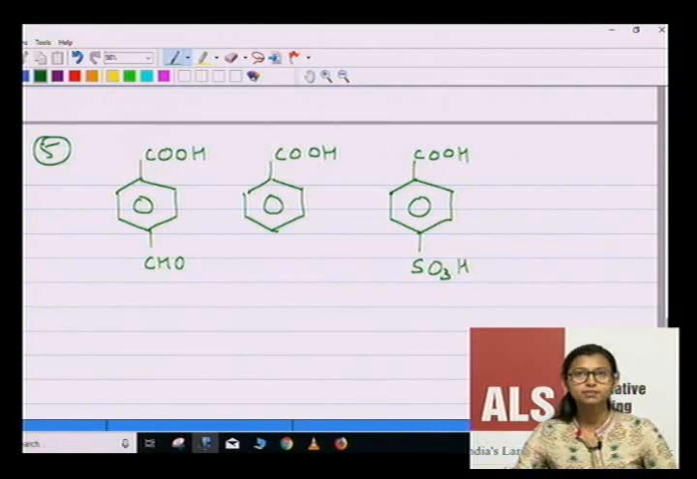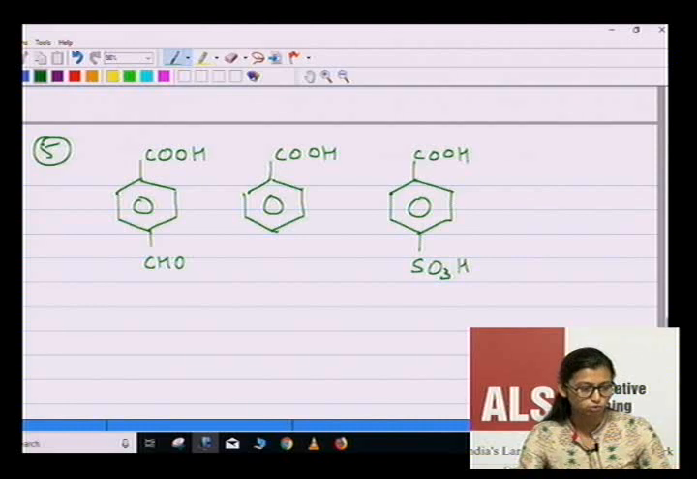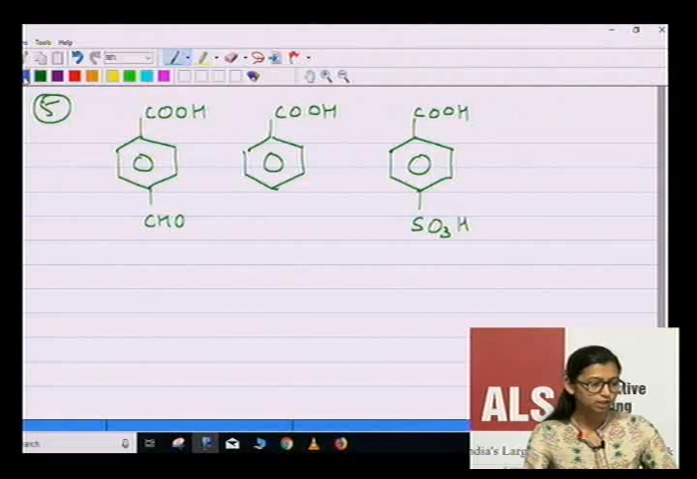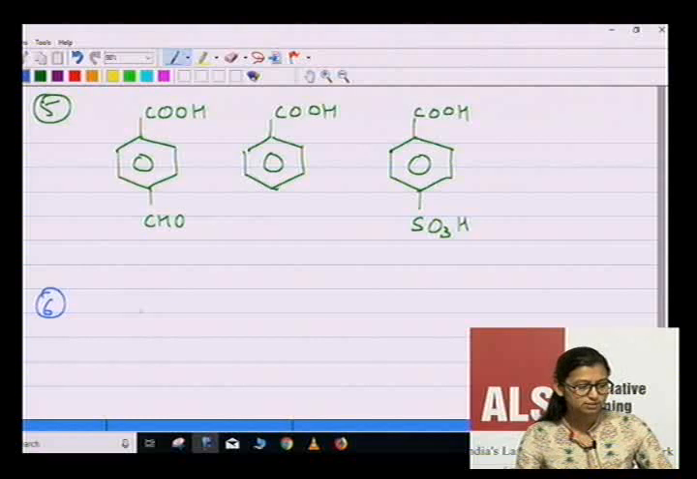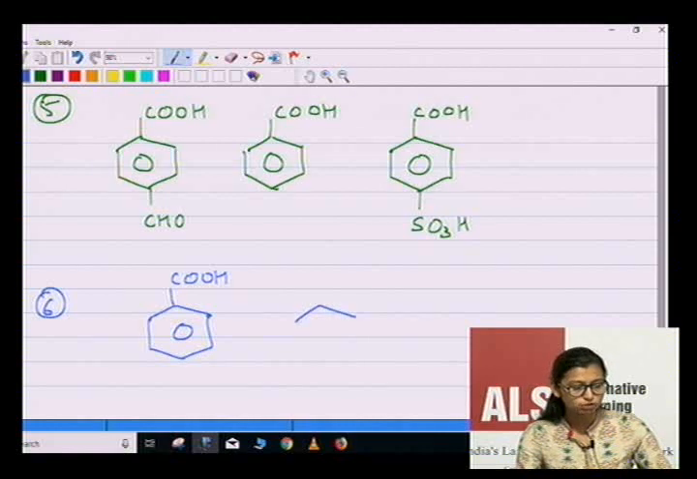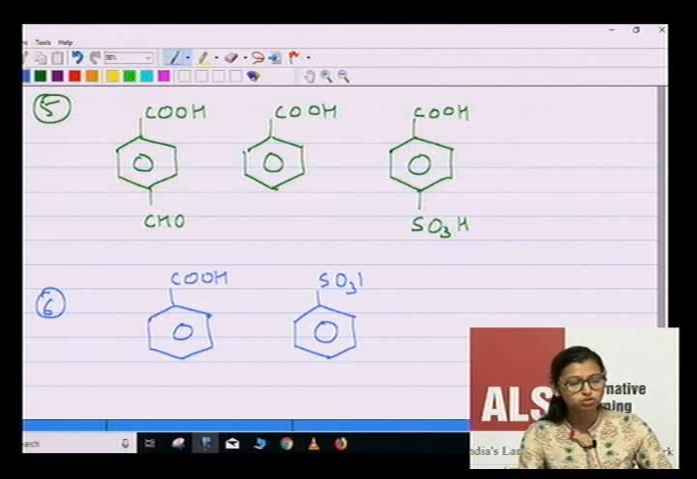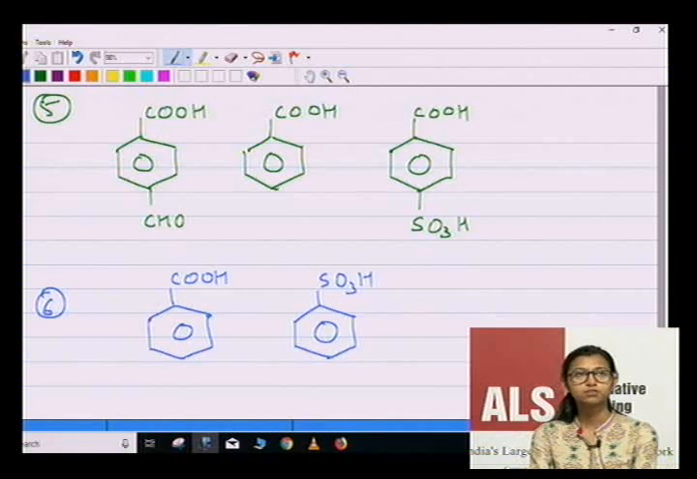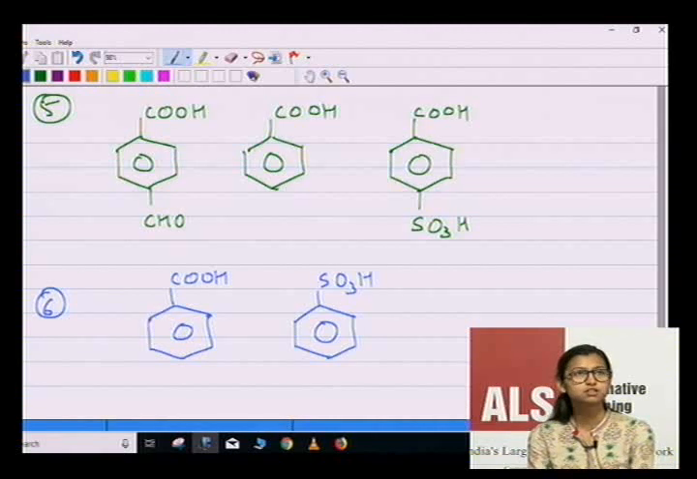Before solving this question, tell me one thing. I'm making it a 6-number question, but it will be helpful for you. You have to tell me, between benzoic acid and sulfonic acid, which is the stronger one? Which is the most acidic, Shillong? First or second? Raise your hands.